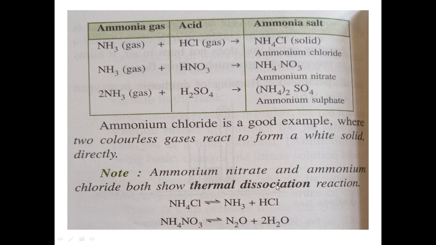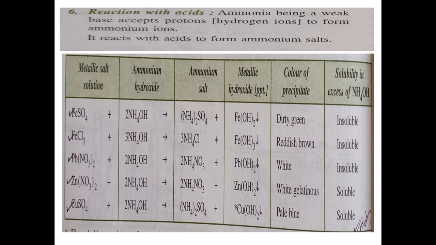The ammonium nitrate and ammonium chloride both show thermal dissociation. That means the reaction is reversible. Ammonium chloride can break into ammonia and hydrogen chloride. Ammonium nitrate can also break into dinitrogen oxide and water. So this is the reaction between ammonia gas and acid, and this is the reaction between different metal salts and ammonium hydroxide.